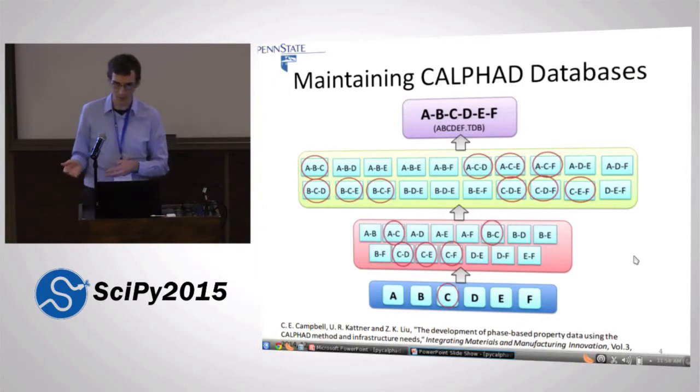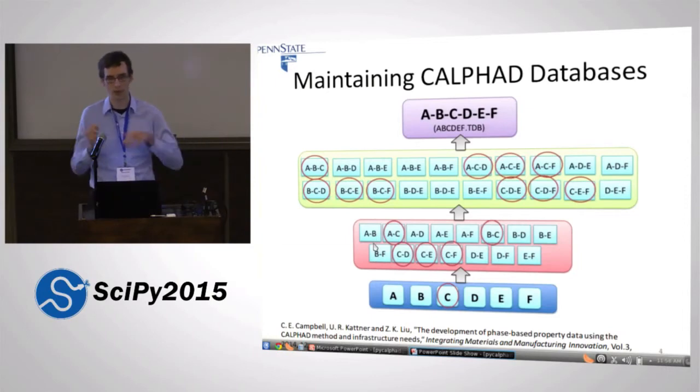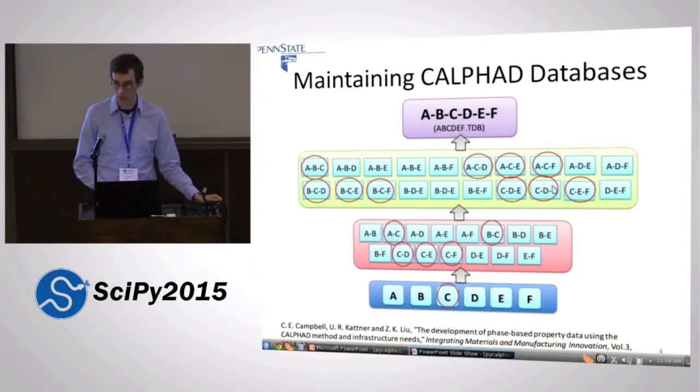And so the way CALPHAD databases are built up is they're built starting from the pure elements. So in our community, we have an agreed upon standard for all the pure elements, and we fit the binary systems, so we add in parameters that describe binary interactions between the components, and then finally ternaries to describe ternary interactions between components. Thankfully, nature cut us a break.